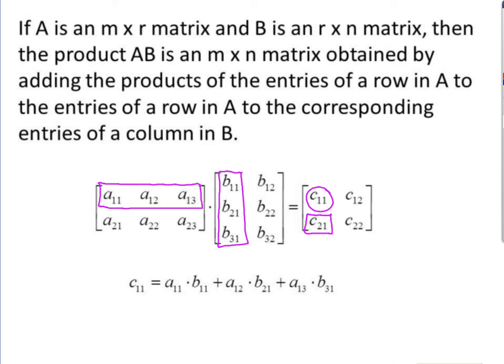Now to find C21, this is in the second row, but it's still the first column. So we would do A21 times B11 plus A22 times B21 plus A23 times B31, and that would tell us what would go into C21, because those are from the second row of matrix A and the first column of matrix B.